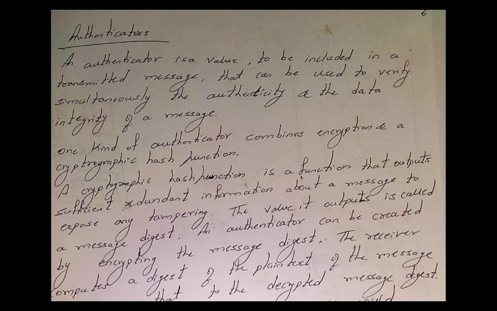An authenticator is nothing but a value to be included in a transmitted message. What are you going to do? Some additional information you are going to send along with that particular message. This additional information can be used to verify simultaneously the authenticity as well as the integrity of the message. You can verify whether it was transmitted by the same sender as intended, and whether the message I have received is correct or has been modified. Then you are checking the integrity of the message also.